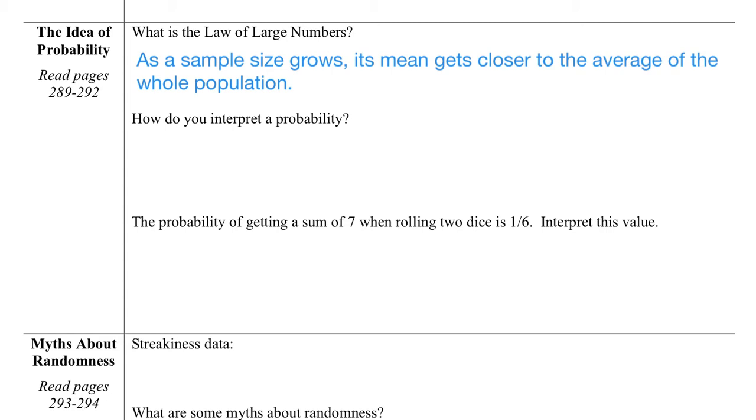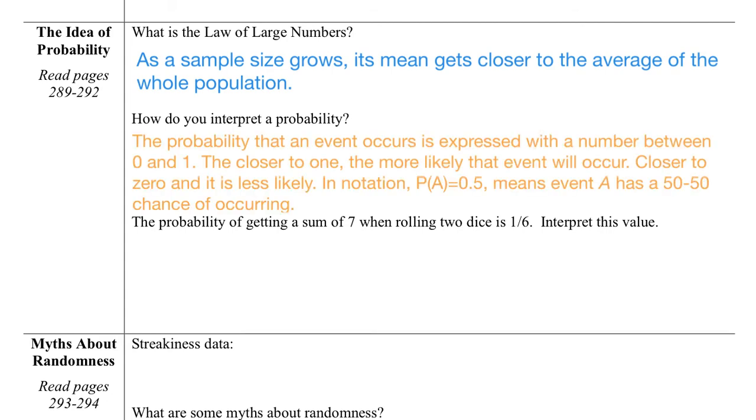The next one is very important. It's how you actually interpret a probability. So a probability being like the chance of rolling a 5 on a die, things like that. How do we actually word that in AP statistics? A probability of an event is always expressed by a number between 0 and 1. The closer we are to 1, the more likely that event would occur, and the closer to 0, the less likely it's going to occur.